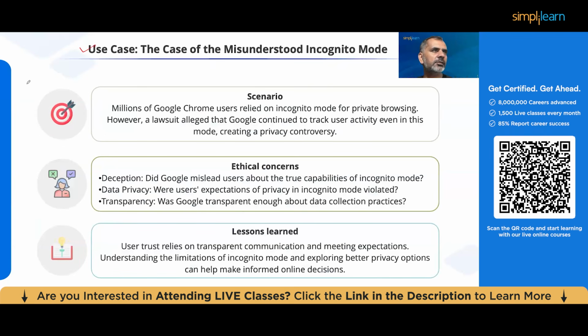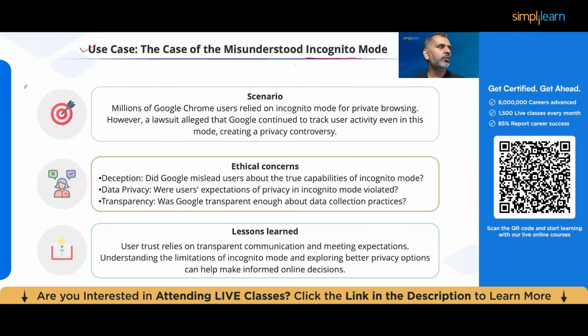One use case related to the lack of transparency is Google Incognito mode. I hope you have seen this Incognito mode of Google Chrome. What is the purpose of that? Why do we use Incognito mode? How is it different from normal Chrome? No cookies saved, no history, no passwords saved.